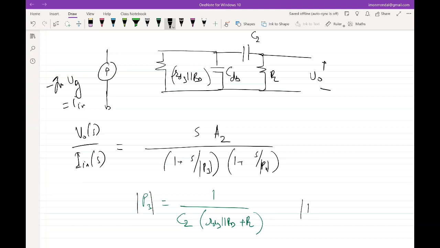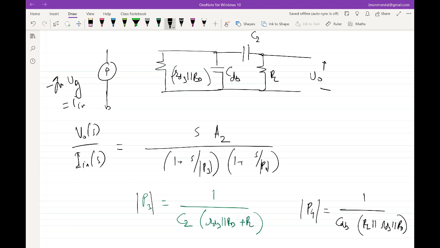What will be mod of P4? This should correspond to the case where C2 is infinite, right? So we are trying to figure out the time constant associated with CDB when C2 tends to infinity. So it will be 1 over CDB times RL parallel RDS parallel RD. Okay, so simple. What about A2 now?